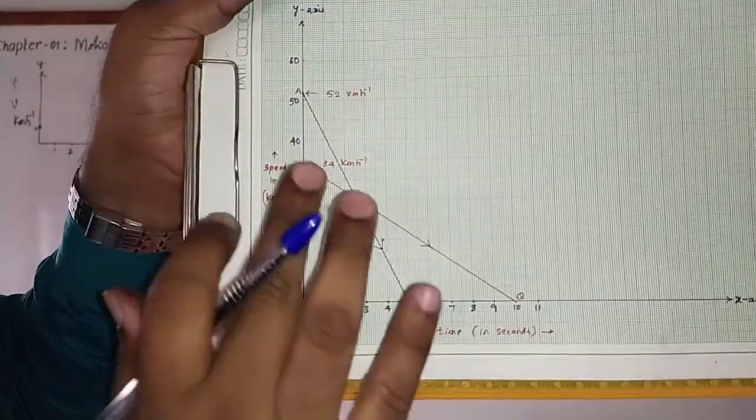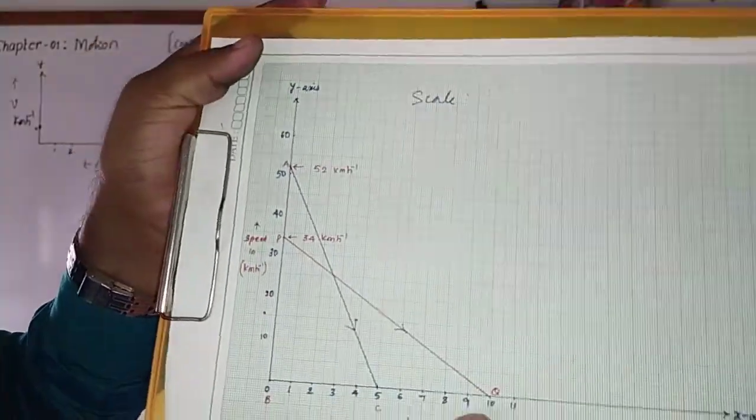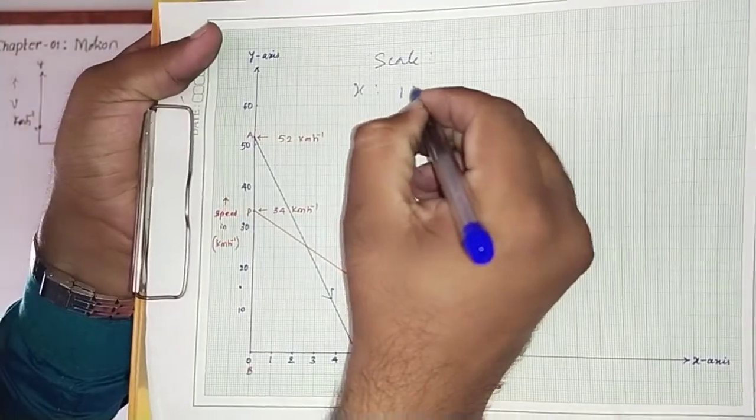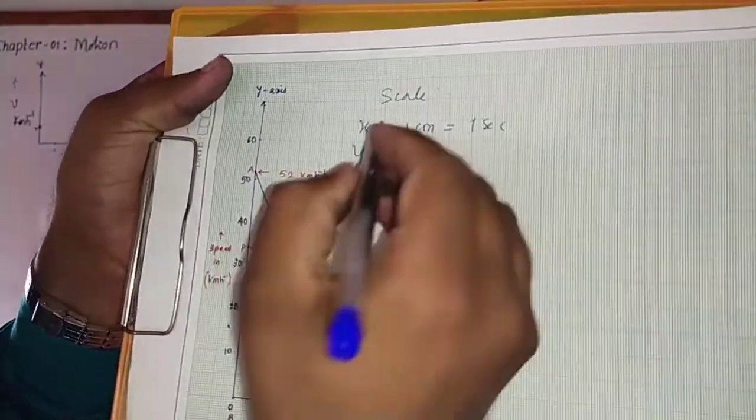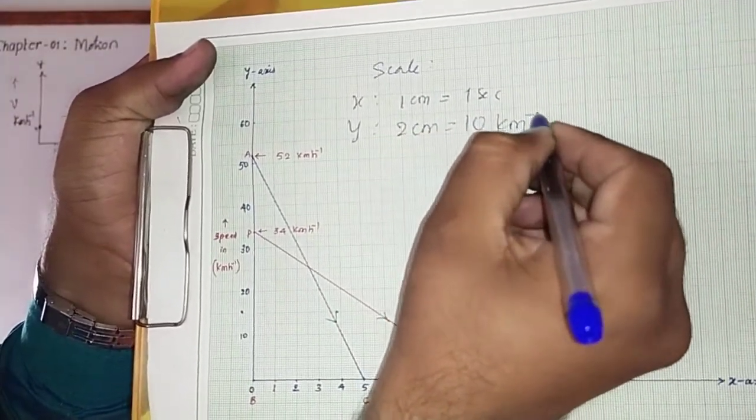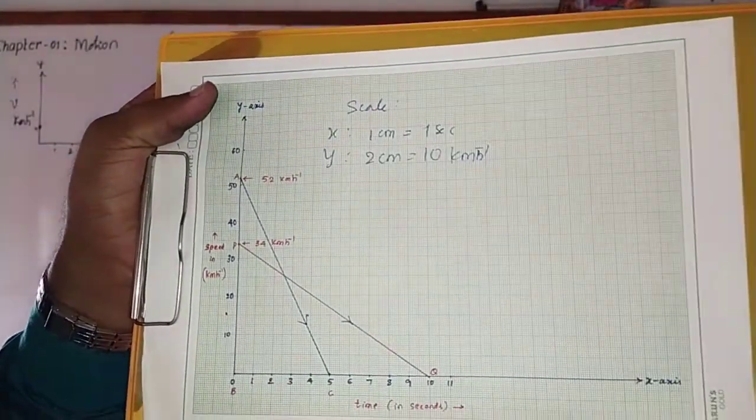You have to draw the graph in this way, and please write the scale. What do you write? Here on the x-axis, 1 centimeter is equal to 1 second. And on the y-axis, I have written 2 centimeters equal to 10 km/h. Clear? Okay.